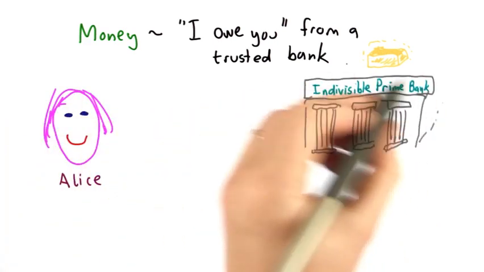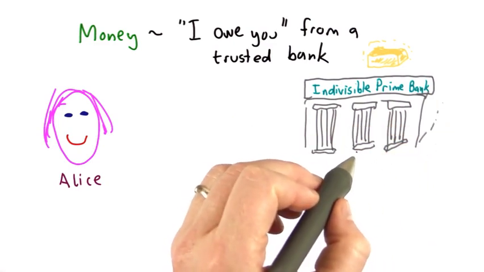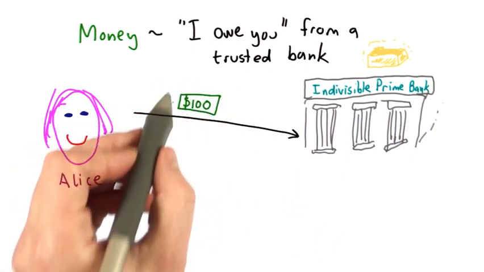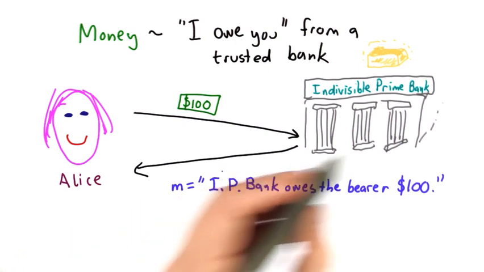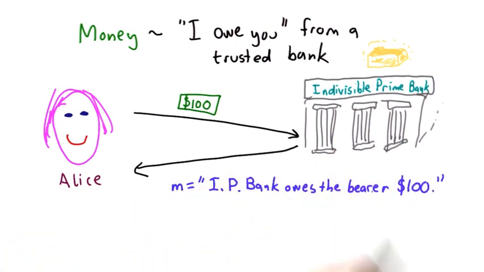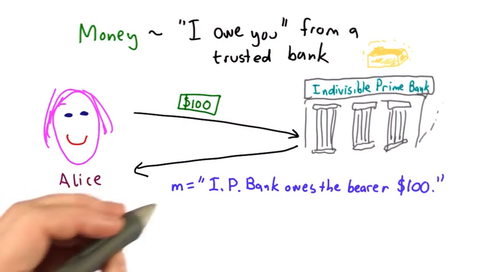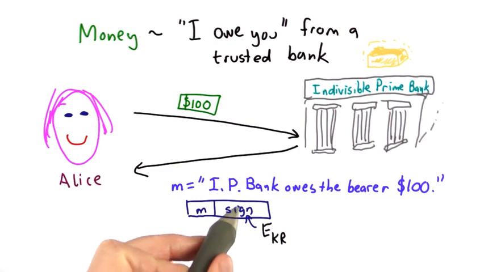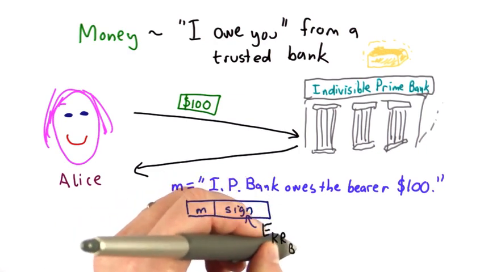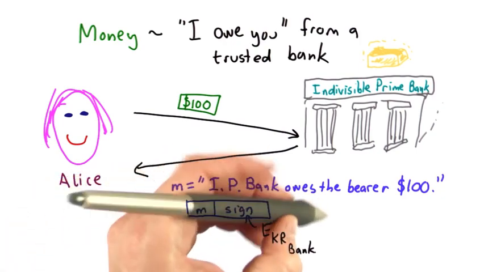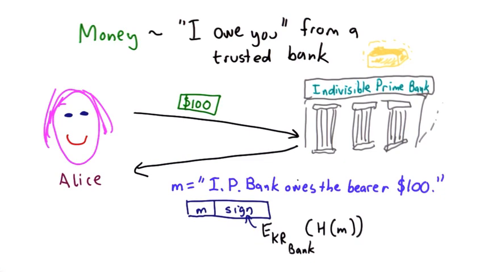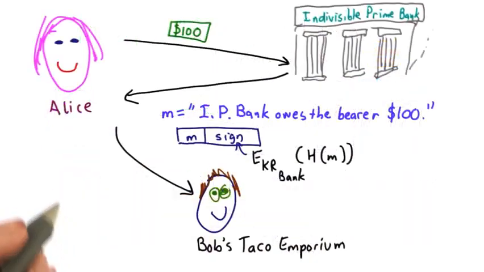So Alice would go to Indivisible Prime Bank, which everyone knows is very trustworthy, and she would give the bank $100 in some other currency. Let's assume the bank takes US dollars. So the bank will write a message that says the bank owes the bearer of this note $100. And the bank will send Alice a signed version of that message. So the message, along with its signature, which is signed by the bank, using the bank's private key, signing a hash of that message. So this signature proves that it's a valid IOU from this bank, and now Alice has something representing currency.